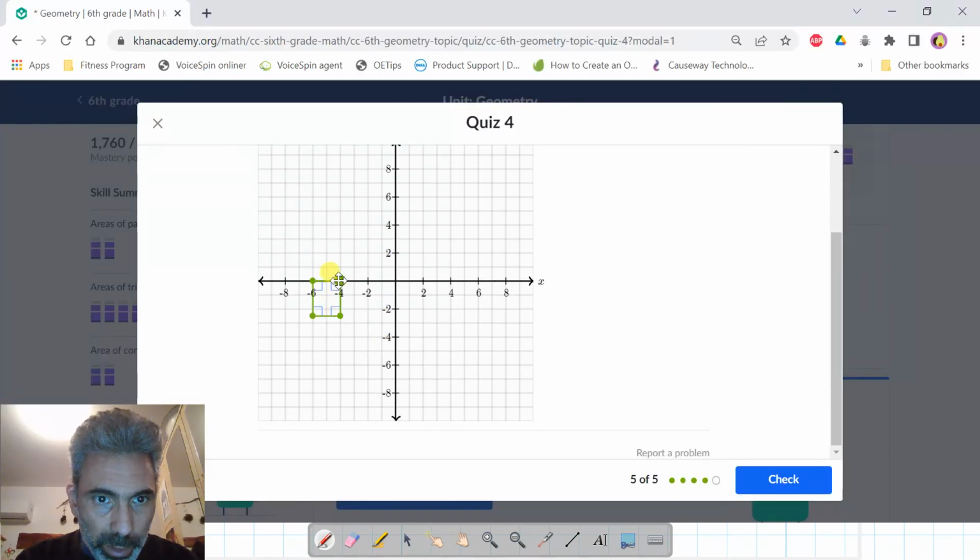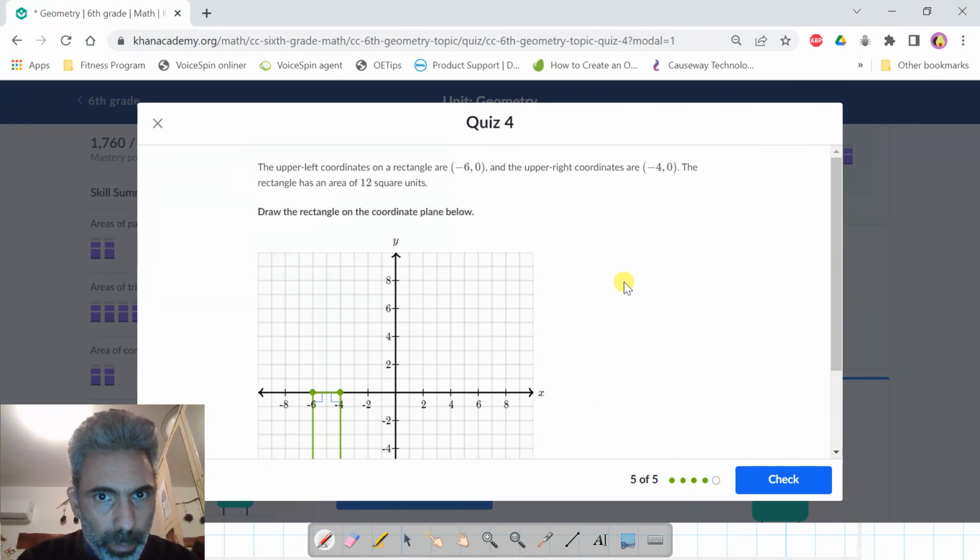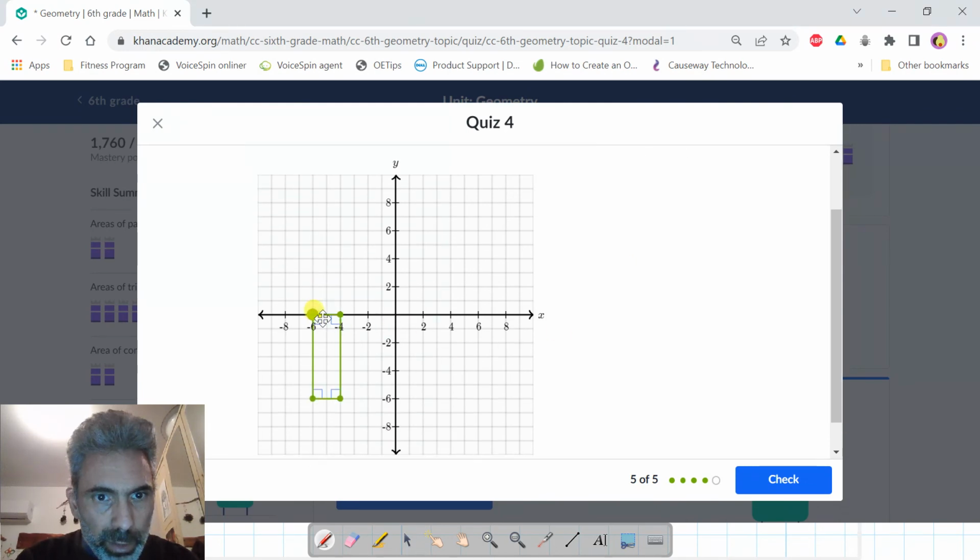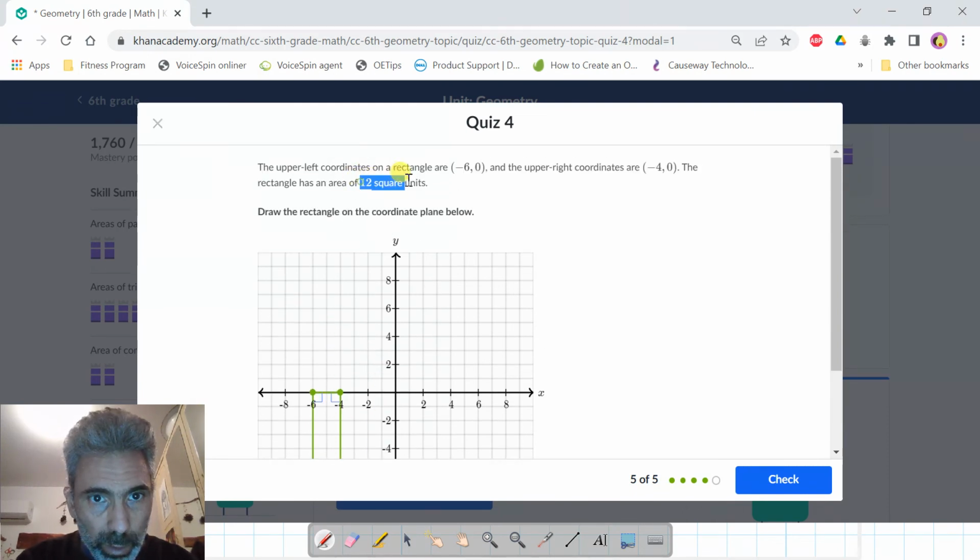So the y coordinate of the upper right corner is 0, so I need to drag it to -6, and also the bottom left corner should be on -6. And so the distance from this point to this point is 2. The distance from the upper right corner to the bottom right corner is 6. From 0 to -6, the distance is 6, so 2 times 6 is 12 square units. Okay.